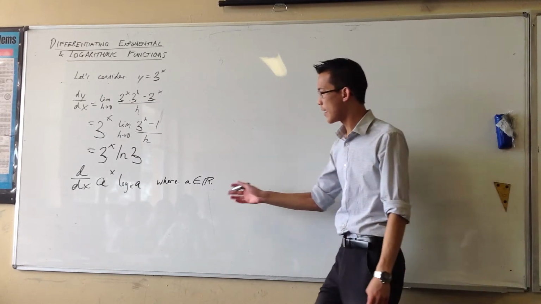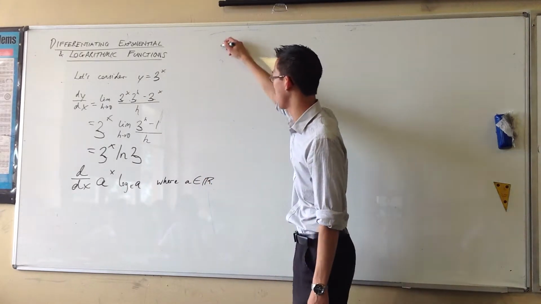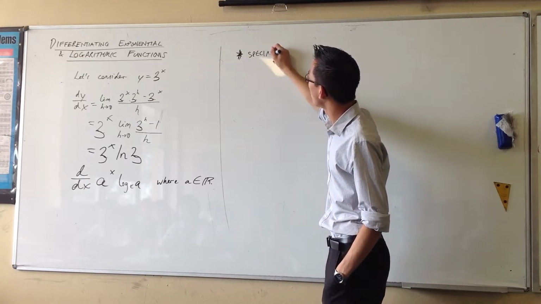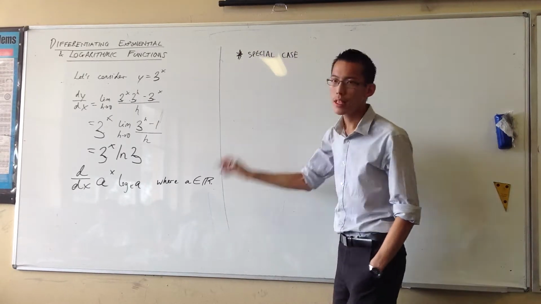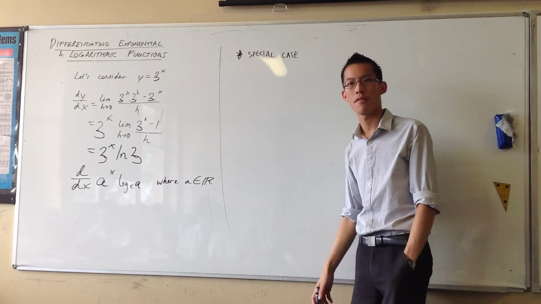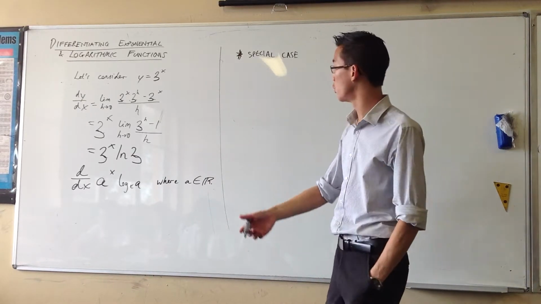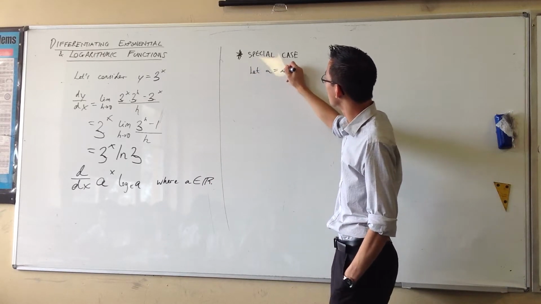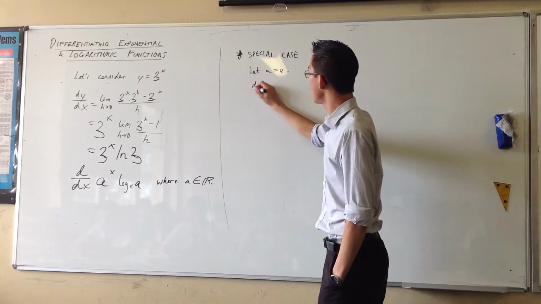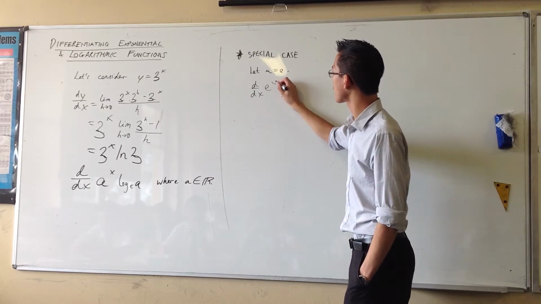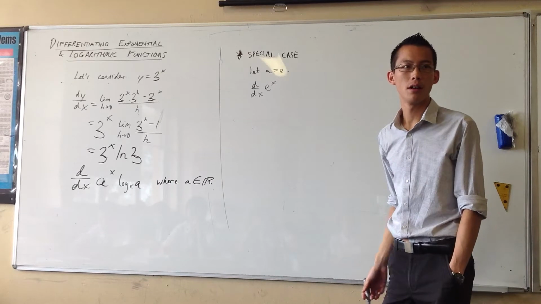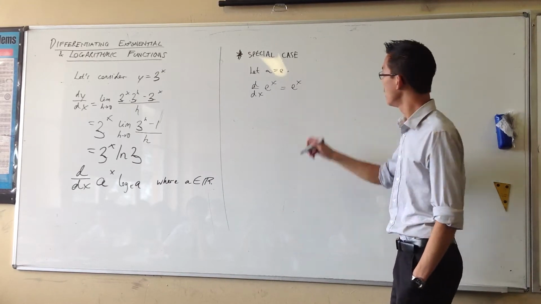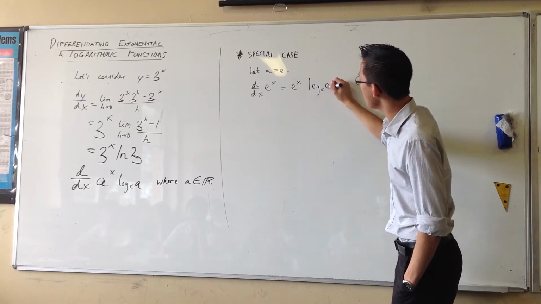So therefore, if I think about the special case where my constant a is not just any number, 1, 2, 3, 4, 5, but is actually equal to that base number e. So let a equal e. Therefore, the derivative of e to the x: e is just a number, and I'm raising it to this power. It would be equal to e to the x multiplied by log base e of e.